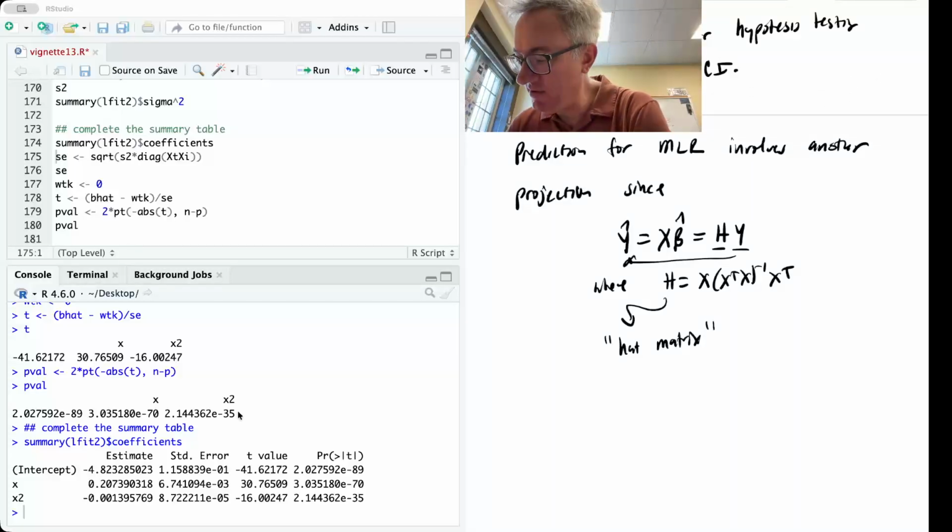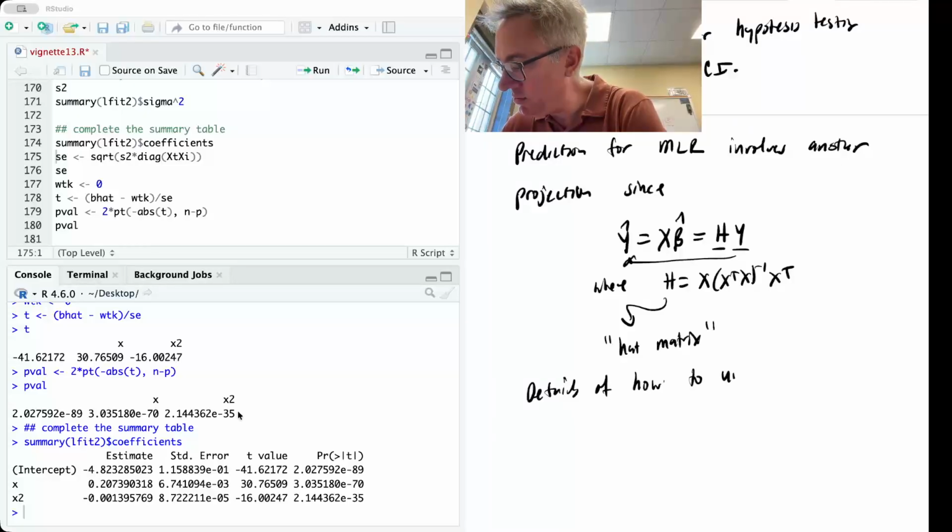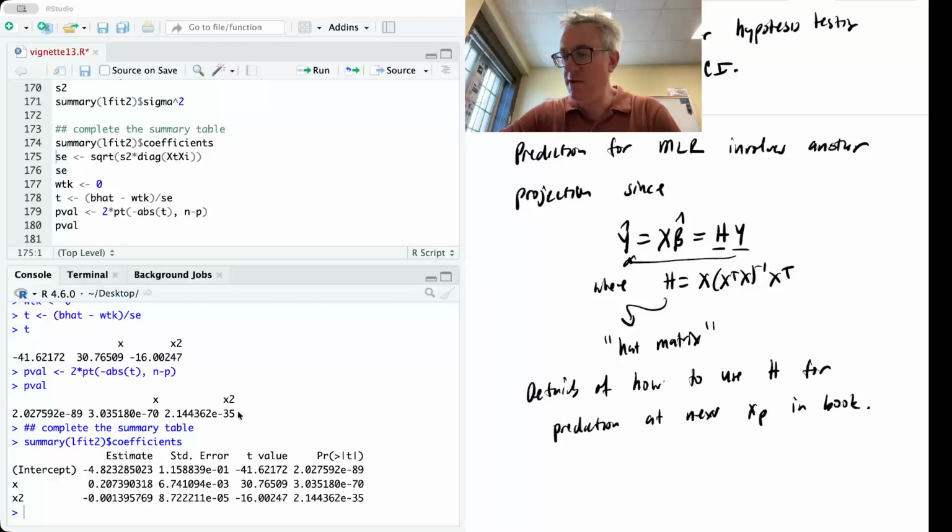The details of how to use the hat matrix for prediction at new x p are provided in the book. This was already getting kind of long, but it basically involves working with that hat matrix at new locations. So check that out.